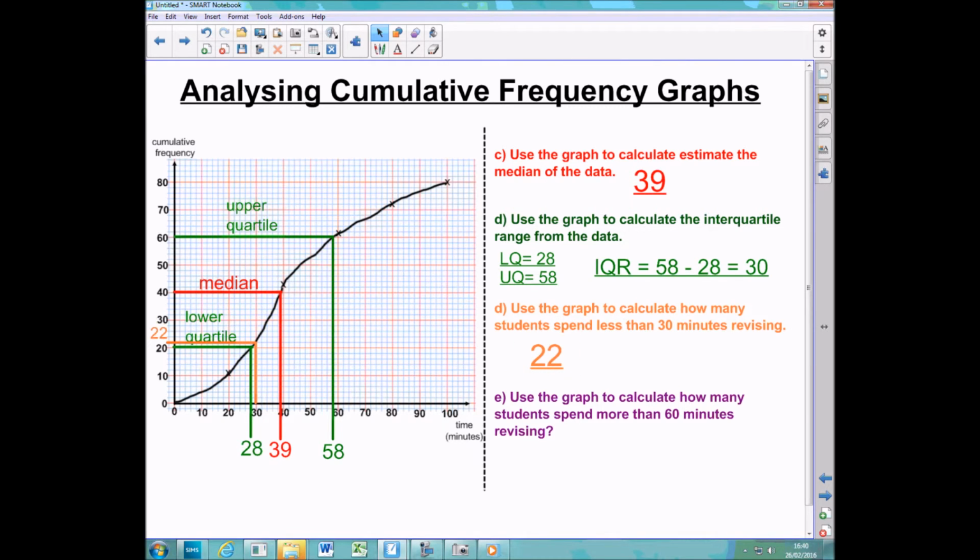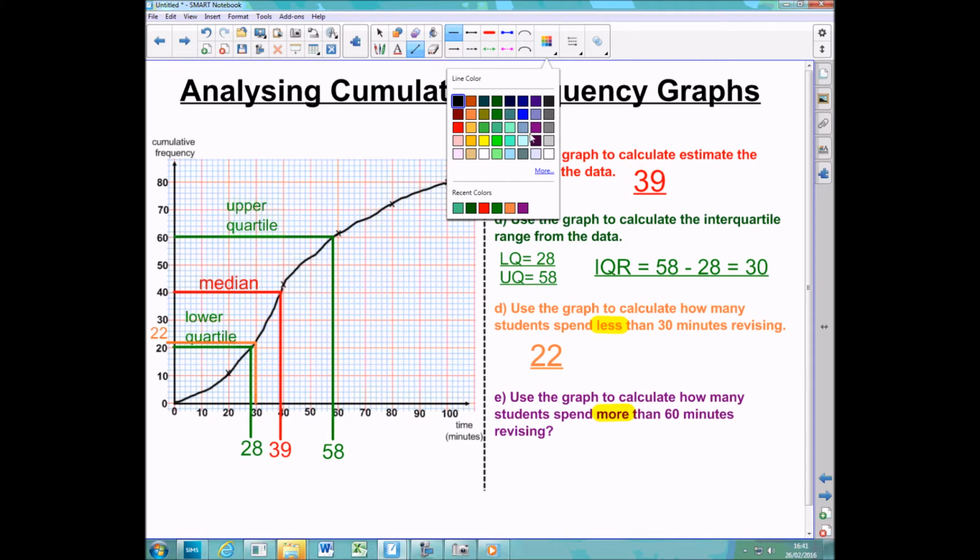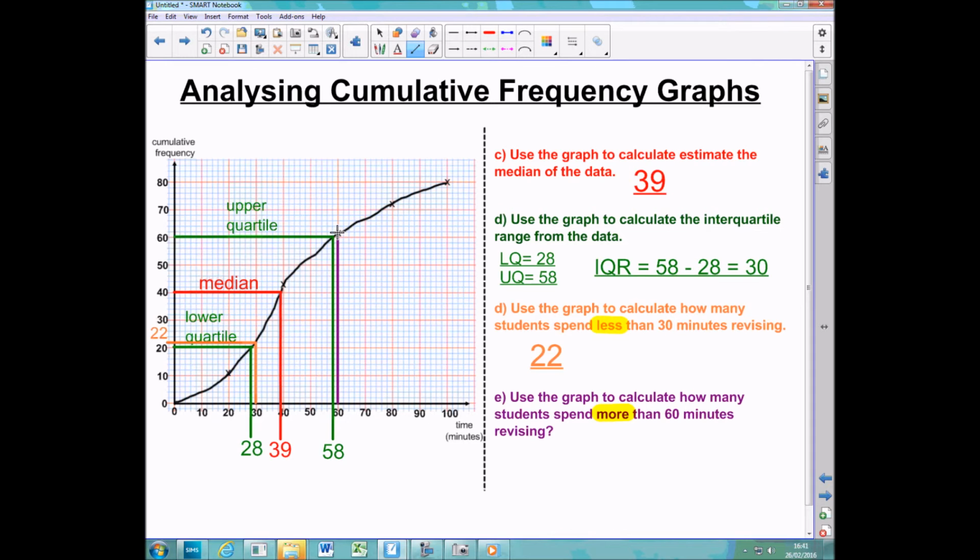Now this last question is very similar to the one before. Okay, there's only one difference, and I'm just going to highlight it now. Okay, so the first question asked me to find the people that spent less than 30 minutes. This one's asking me to find out the people that spent more than 60 minutes. So I'm going to start the question off just like I've done before, with finding the value on the graph. So I'm going to find 60 down here, go up to my graph with my ruler, and then go across, and I get the value of 62.